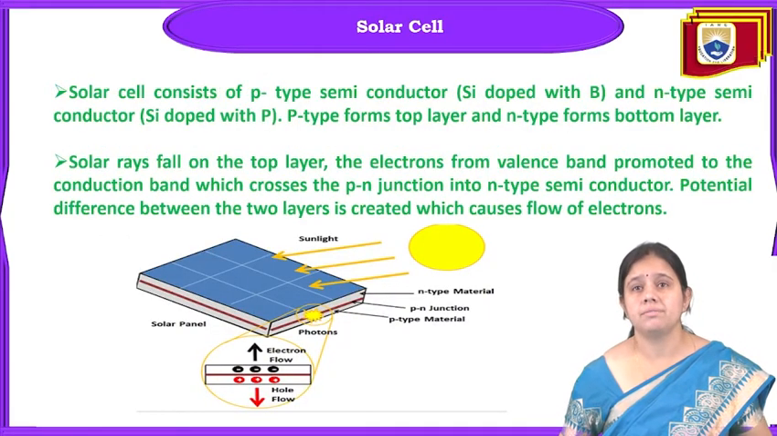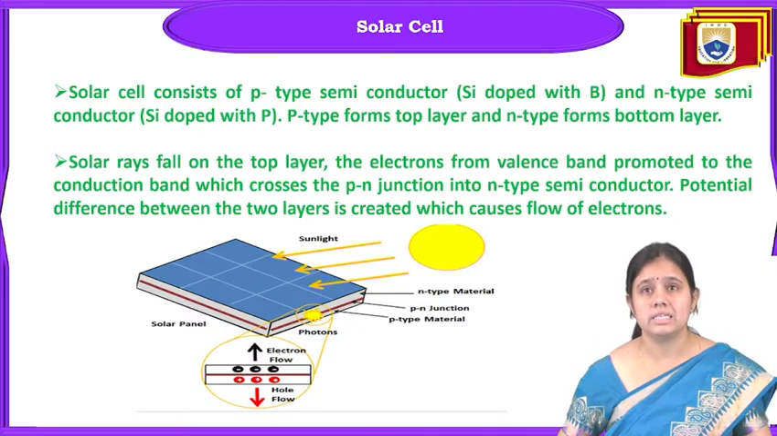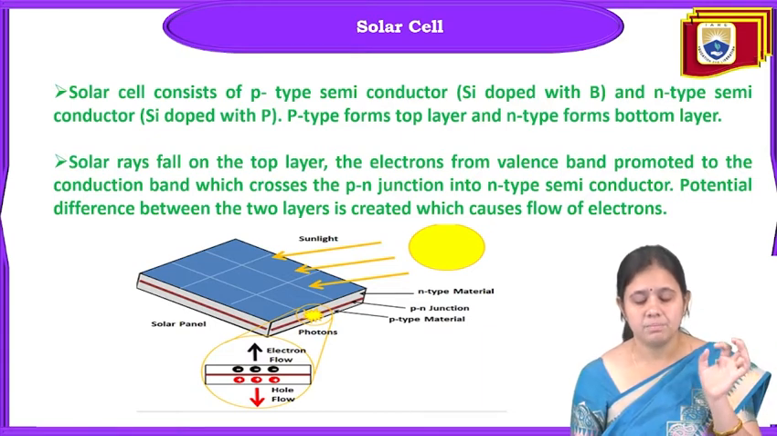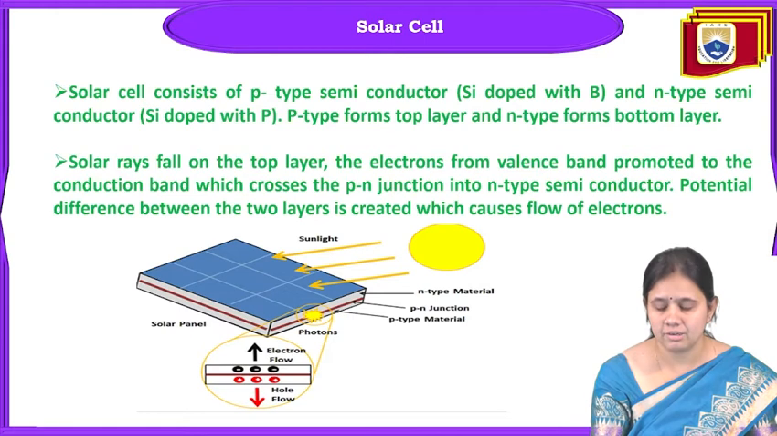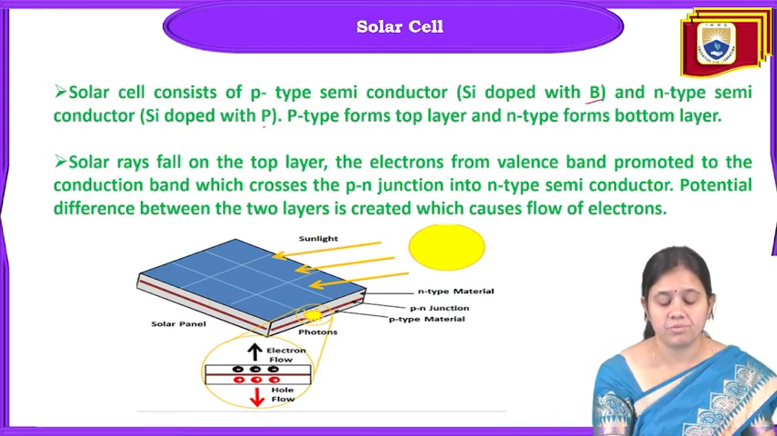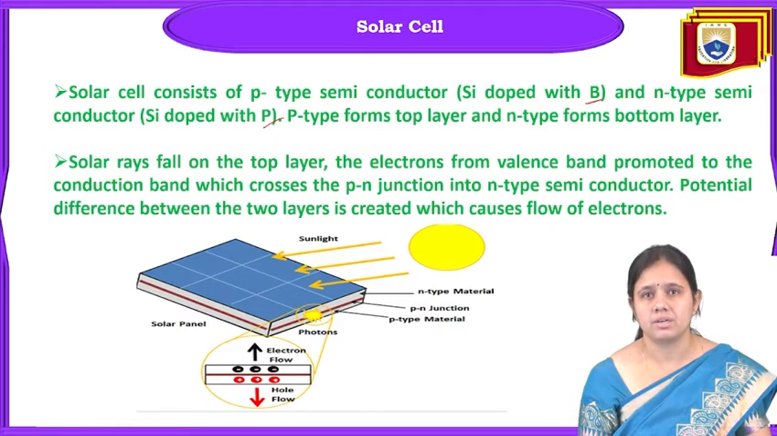Now comes to a different section, the solar cell. A solar cell consists of p-type and n-type semiconductors. P-type semiconductor means silicon doped with boron, and n-type semiconductor means silicon doped with phosphorus. The p-type forms the top layer and the n-type forms the bottom layer.